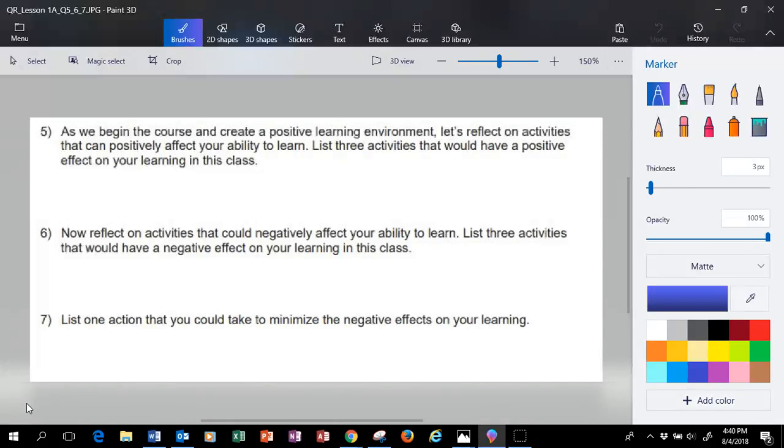Number 7 goes on to say, what is one action you could take to minimize the negative effects on your learning? Don't want to give you any specifics. I want whatever comes to your mind for your life of 3 things that are helpful for you, 3 things that will be a hindrance, and then 1 idea of how you could minimize a hindrance. Hit pause, and we'll be back in just a minute.